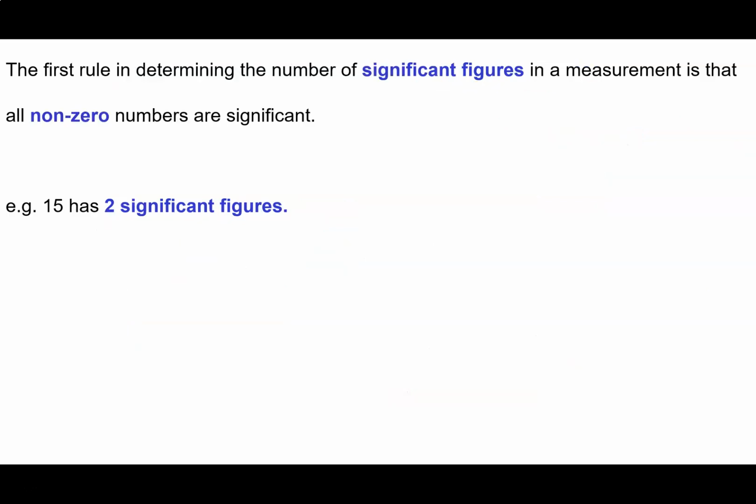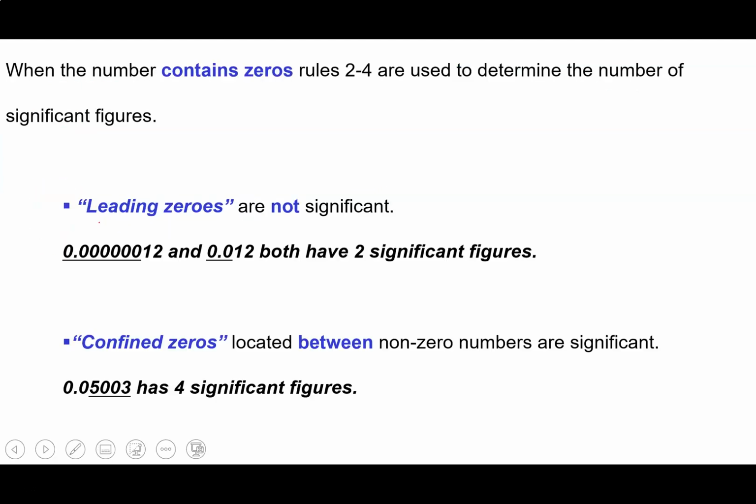Okay. So as I said, the first rule in determining the number of significant figures is to recognize that all non-zero numbers are significant. So 15, both non-zeros, 2 sig figs. When our number has zeros in it, we're going to use rules 2 to 4 to determine the number of significant figures. So leading zeros are never significant.